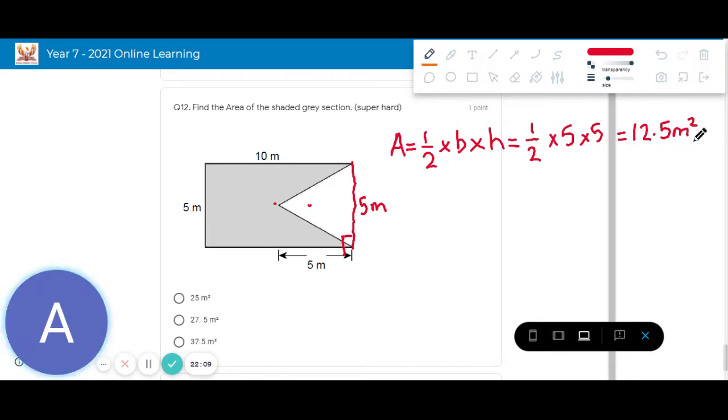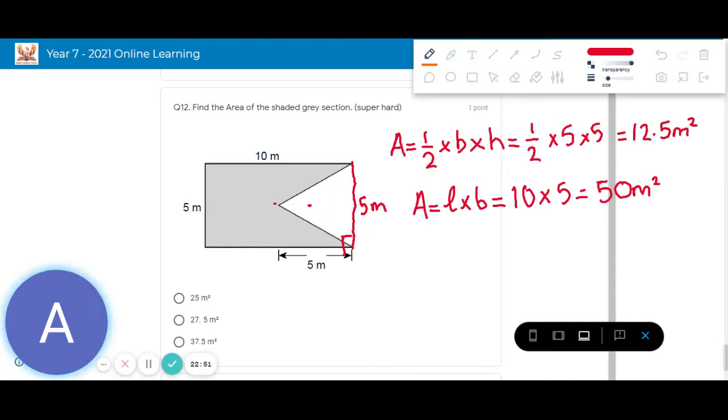Now that's the area of the triangle, so that's what we need to subtract. We're going to have to subtract 12.5 square meters from our total area of this rectangle. And the area of the rectangle, that's quite easy to work out. That's just length times breadth. And the length is 10 and the breadth is 5. So 10 times 5 is 50. And our unit is square meters. So we've got our area of our rectangle is 50 square meters, and we've got our area of our triangle, which is 12.5 square meters.